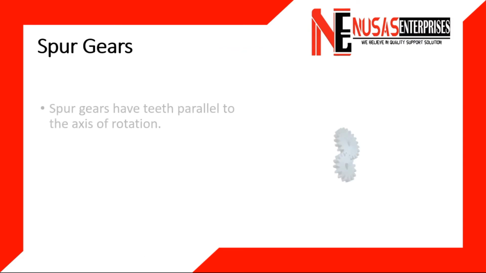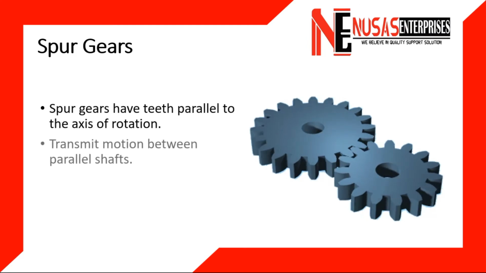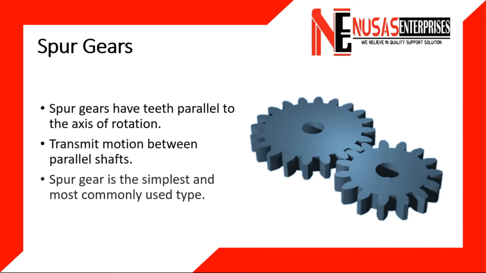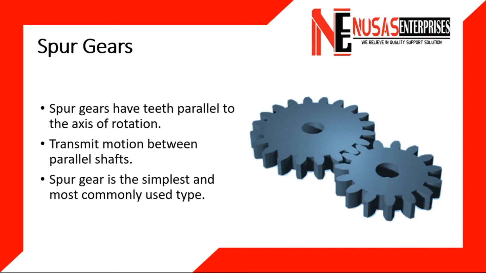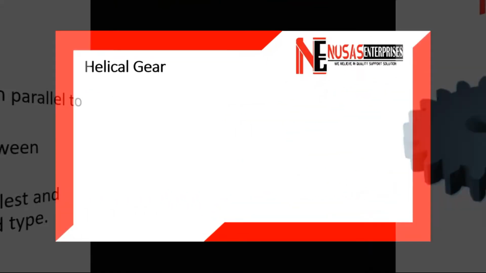Number 1. Spur gear. Spur gears have teeth parallel to the axis of rotation. These are used to transmit motion from one shaft to another parallel shaft. Of all types, spur gear is the simplest and most commonly used type. These are used to increase or decrease the speed of a device or multiply torque.